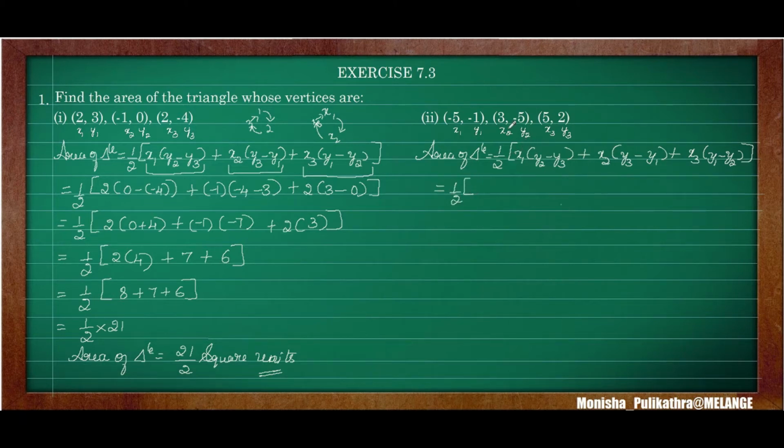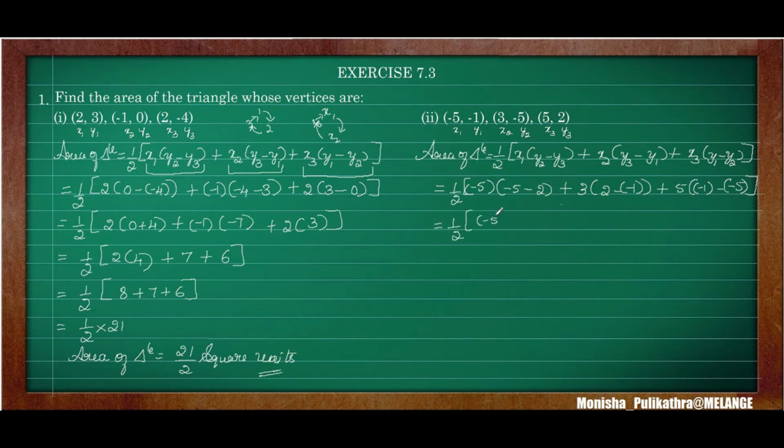Next we need to substitute it. Half into x1. x1 is minus 5. Minus 5. Next y2. y2 is minus 5 minus y3 is 2 plus x2. x2 is 3. y3 is 2 minus y1 is minus 1, plus x3. x3 is 5 into y1. y1 is minus 1 minus y2 is minus 5. So the substitution should be precise. After that we need to calculate whatever is there inside the bracket.